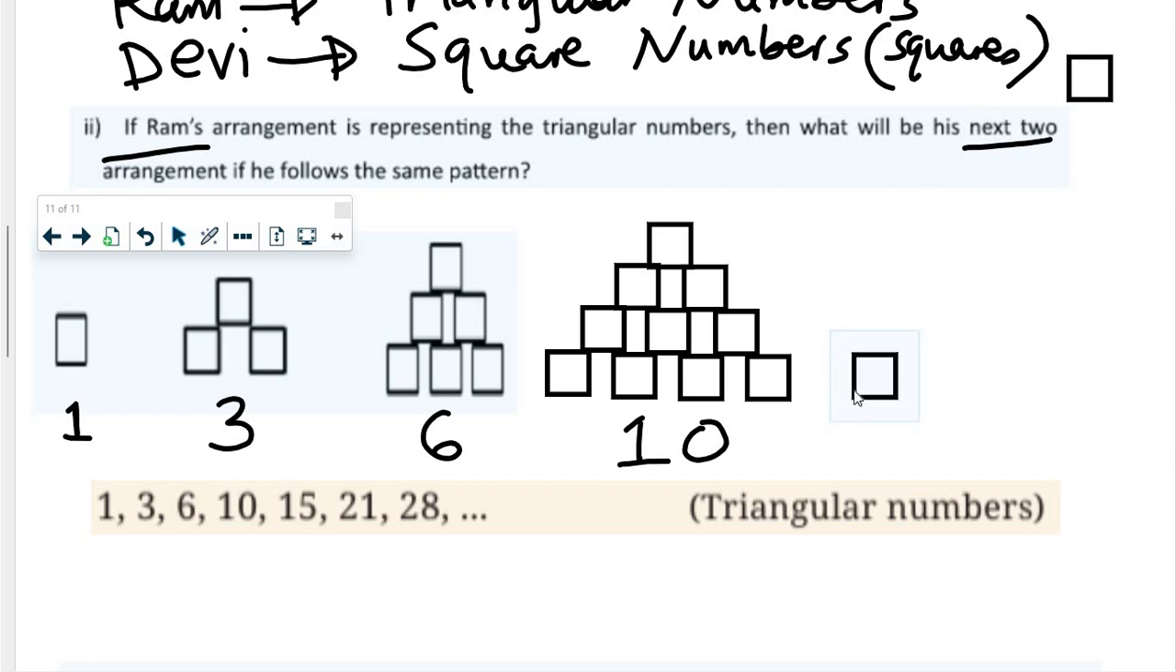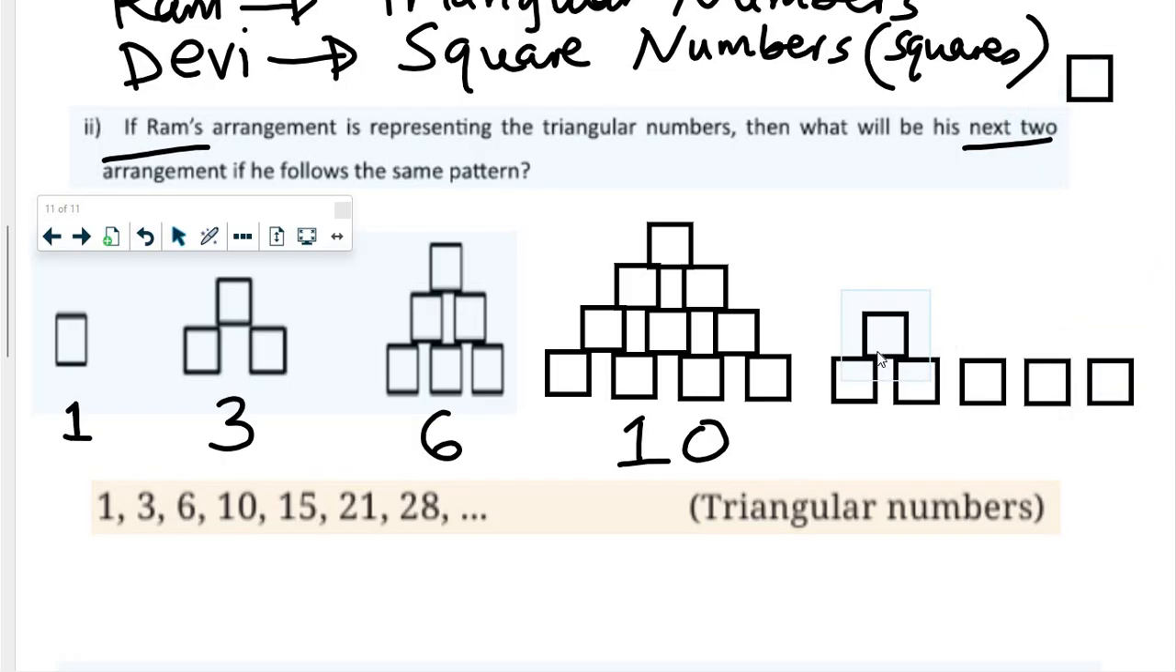So take, that is 1, 2, 3, 4, 5. See that? And then take 1 and put it here, here, here, here, here, here. These are like building blocks.